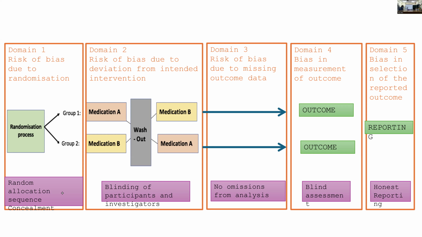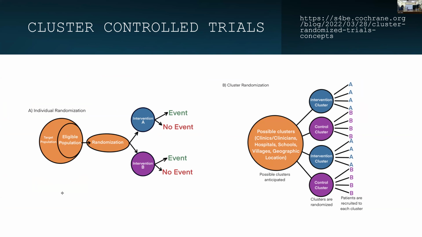What we normally look at are just individual RCTs, where you have a huge target population, and then you have an eligible population, like a subpopulation of the target population. You randomize these patients to intervention A and intervention B, and patients in intervention A can develop the event or not develop the event. Now, in cluster randomization, what happens is you group patients based on clusters.